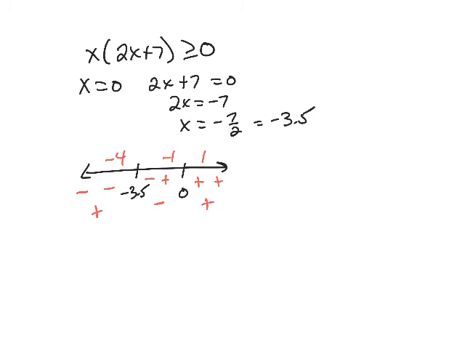I'm looking for my positive answers this time, so now I have the outside intervals. And it's going to be inclusive because it's greater than or equal to. So we're going to do negative infinity up to -3.5 with the square bracket, union, square bracket 0 to infinity.